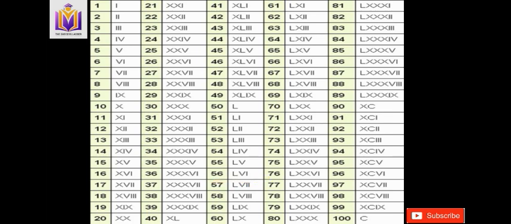Now let's come to 69. So for 69 we have to make it by adding 60 and 9. So 60 we have LX, and for 9 we have IX. We use IX for 9. So all together it makes LXIX. Similarly, we can write any Roman numeral if we know this base. So you can write down any Roman numerals.